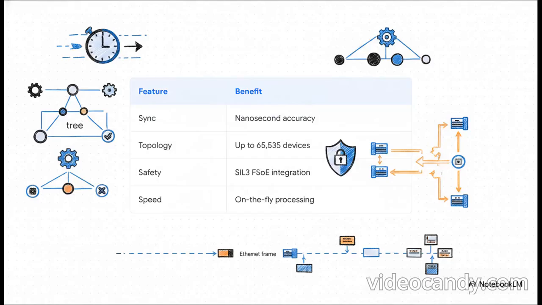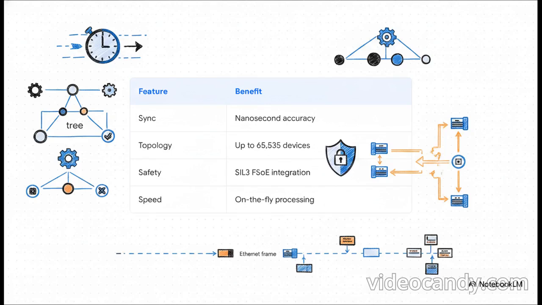Let's break down exactly why these features matter so much for a smart factory. First up, nanosecond synchronization. This drastically cuts down the wait times between your process steps, really boosting efficiency. Then there's the flexibility. We're talking support for up to 65,535 devices in line, tree, or star setups with no restrictions. Third, integrated safety. Functional safety is baked right into the architecture, fulfilling strict SIL 3 requirements.